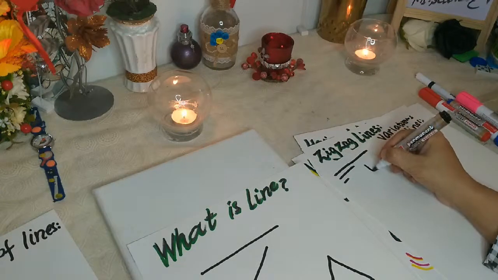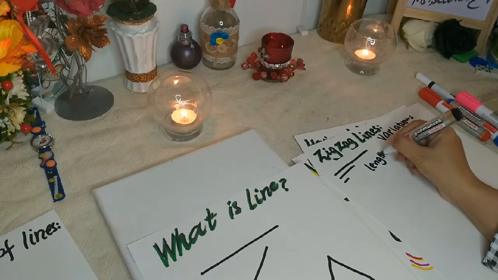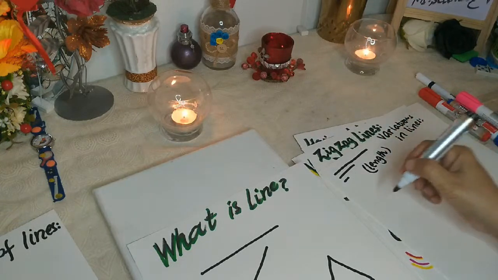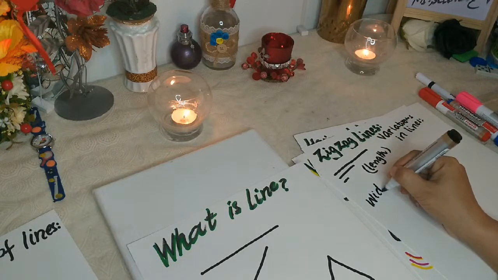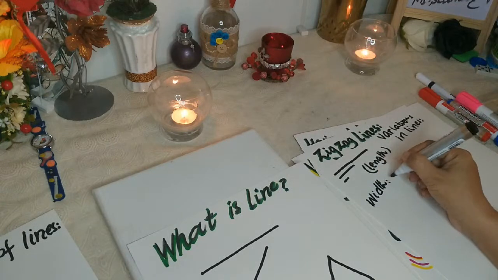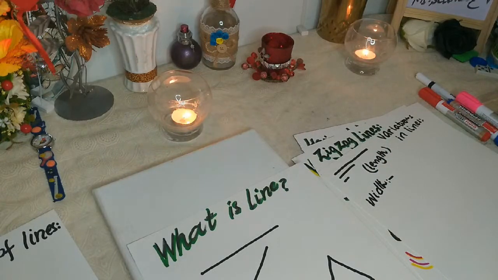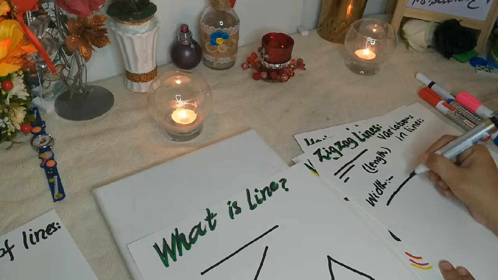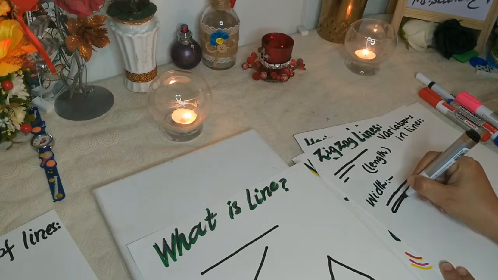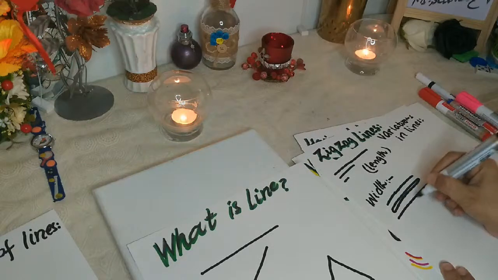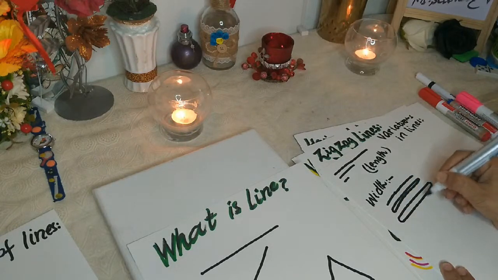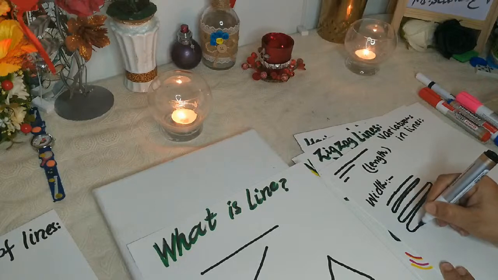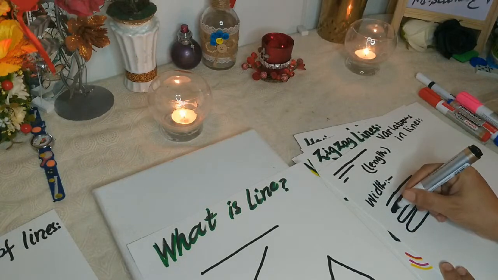So this was about length, and then we are going to move towards width. Width in a line goes from thin, delicate, slim, lightweight, to thick. There can be as much variation as you want as per your design.